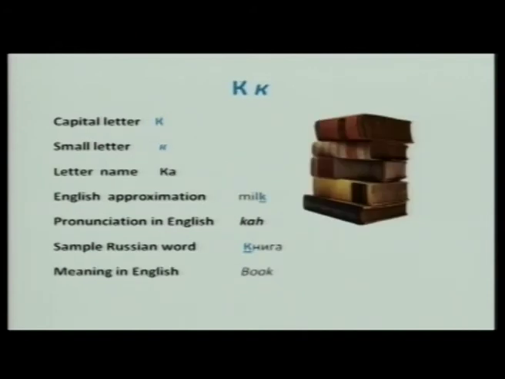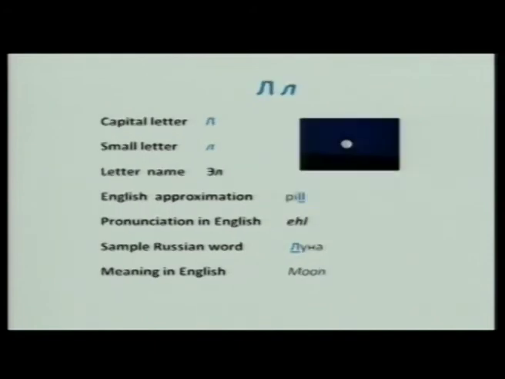The next letter is ka, as in ka in milk. A Russian word we have used here for letter ka is kniga, which means book. Let us go to the next letter now. The next letter is L, as in pill. A Russian word we have used here is luna, which means moon.